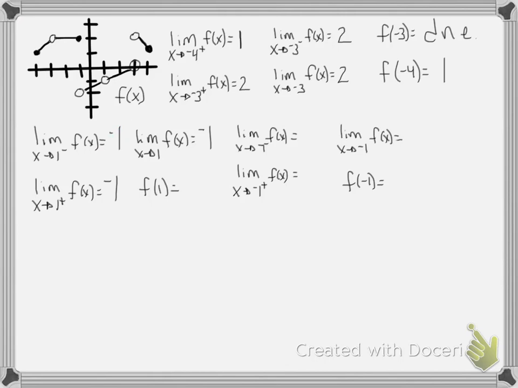f of 1 is asking where's the colored in dot. So just like we saw when we did f of negative 3, the colored in dot at 1 isn't there. There is no colored in dot at 1. Since there is no colored in dot here, our y value does not exist.